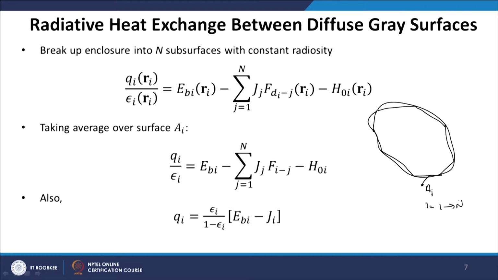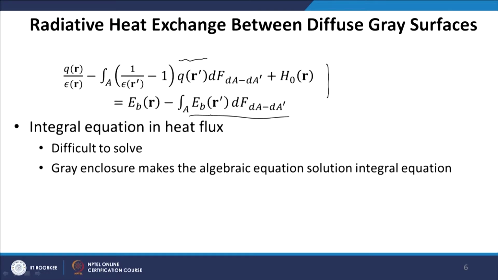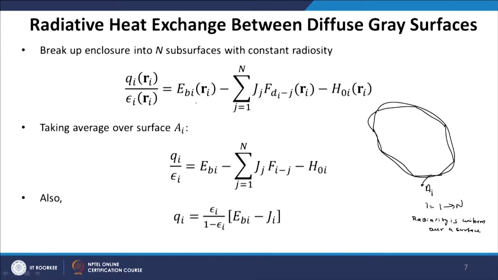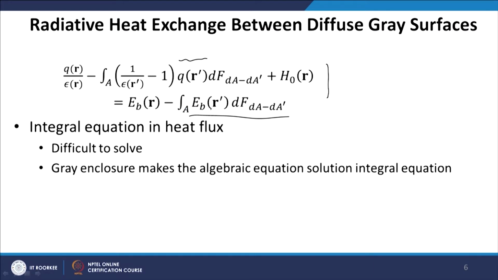When we do that, we also assume that the radiosity is uniform over a surface. This is just like the assumption we make in the black body case, where we assume that the temperature is uniform over the surface. So, here we are assuming radiosity is uniform over the surface. In this equation, the value of EB can be taken out. It is independent of the location; it is just a variable for a given surface.